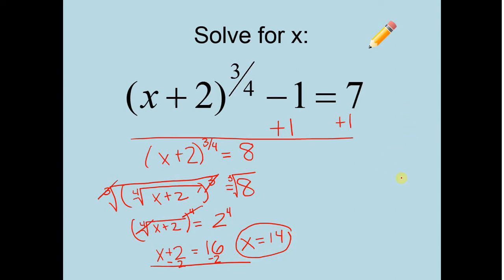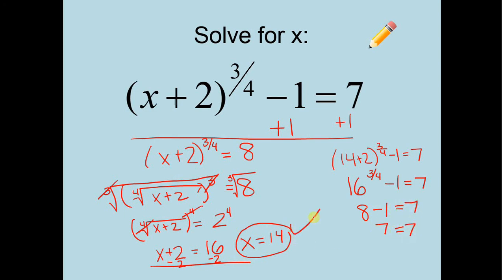So now, let's do a check here. 14 plus 2 to the 3/4 minus 1 should be 7. Okay, 14 plus 2, that's 16. Let's think here. Well, I should finish writing, shouldn't I? 4th root of 16, well, that's just 2. 2 to the 3rd, 8 minus 1. 8 minus 1 is 7. So this does check out perfectly. No problems there.